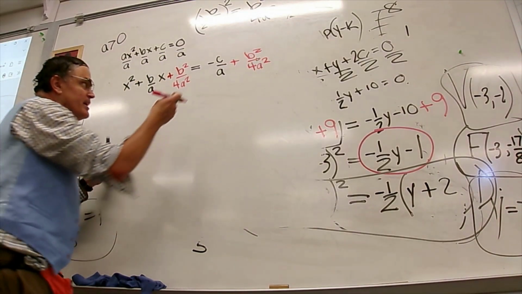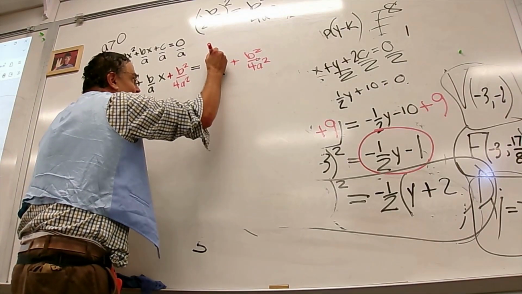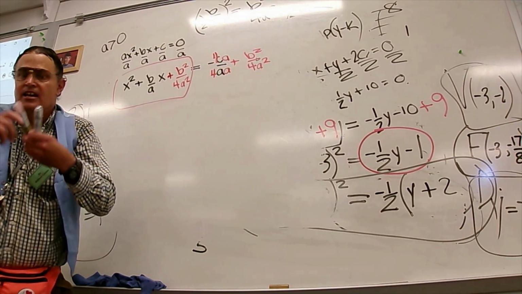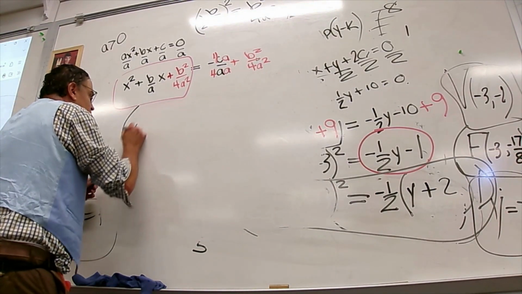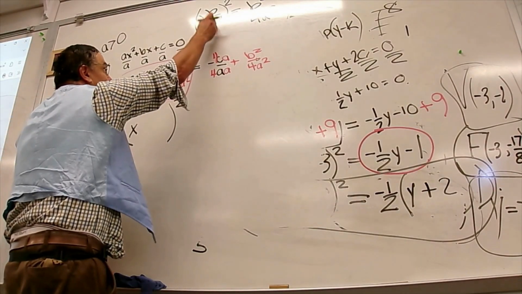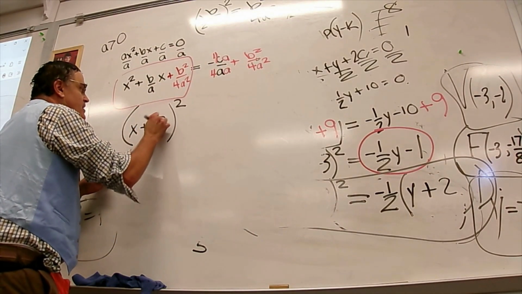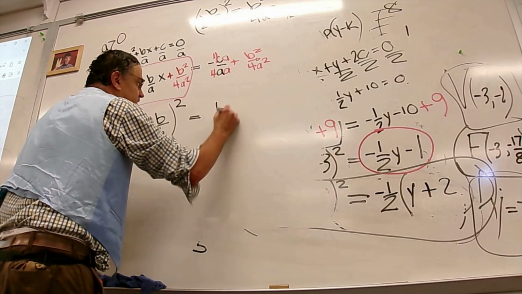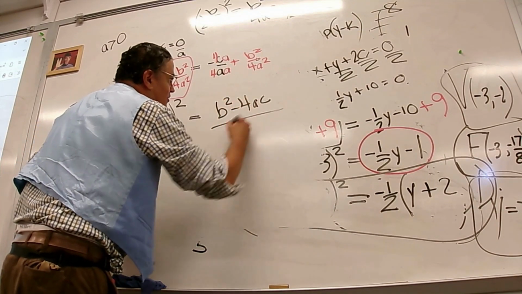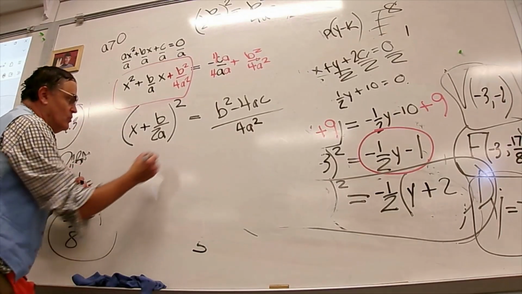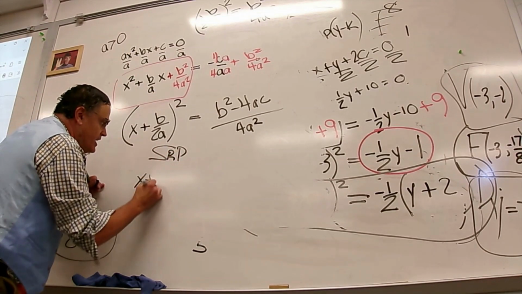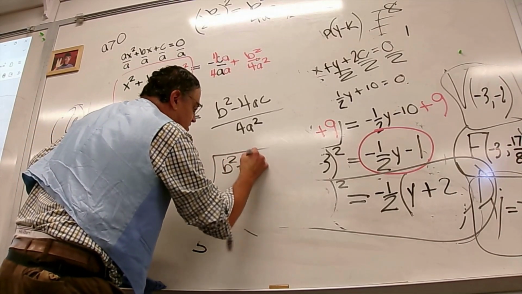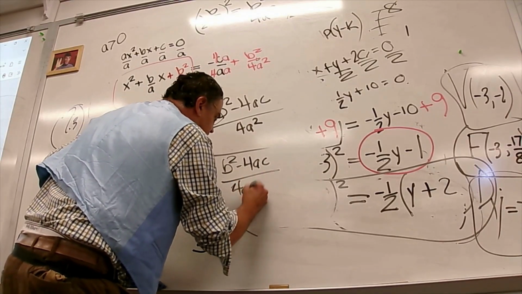I'm going to get a common denominator on the right-hand side, so this guy needs a 4 and another a, and I'm going to write that out, factor it. It's a perfect square trinomial, and I'll use that as my cheat sheet. This is x plus b over 2a, squared. On the right-hand side, I have b squared minus 4ac all over 4a squared. I'm going to do the square root property. x plus b over 2a equals plus or minus the square root of b squared minus 4ac all over 4a squared.